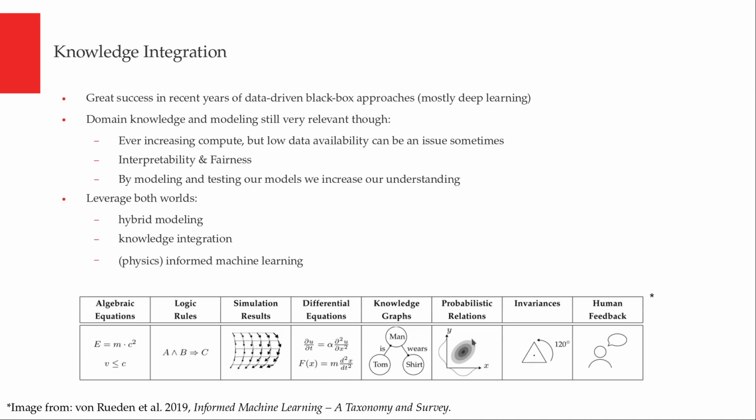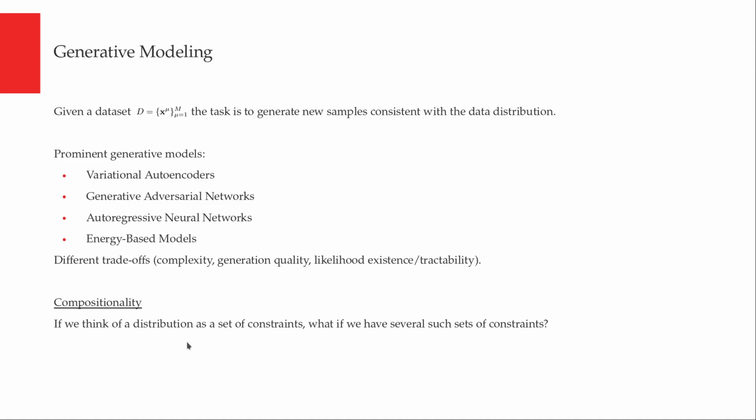And the kind of knowledge that is most pertinent to what we want to do in the paper that I describe here are probabilistic relations. So for example, if you already know roughly what kind of distribution you would expect your system to follow, you can think about how you can include this knowledge in your machine learning model. In the paper, we work in the framework of generative modeling, where we are given a dataset D of M samples, and the task is to generate new samples in some sense consistent with the data distribution.